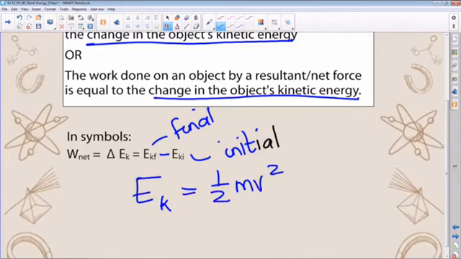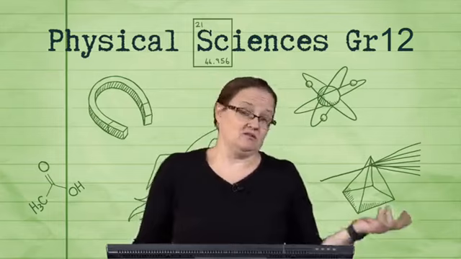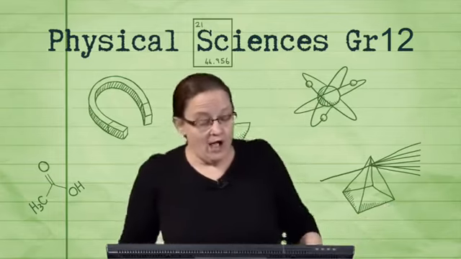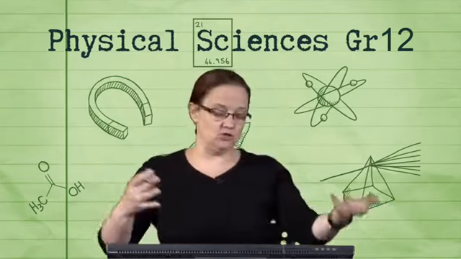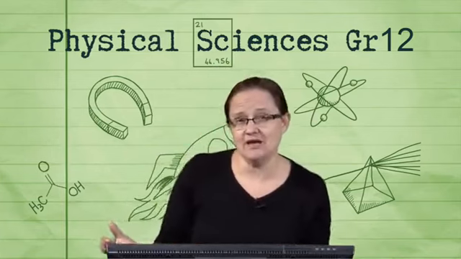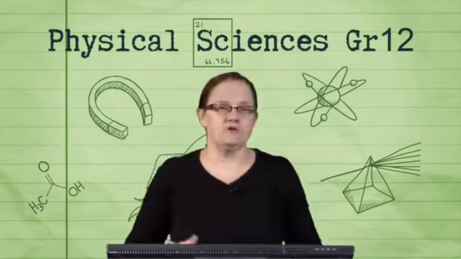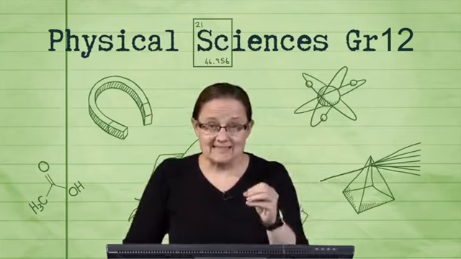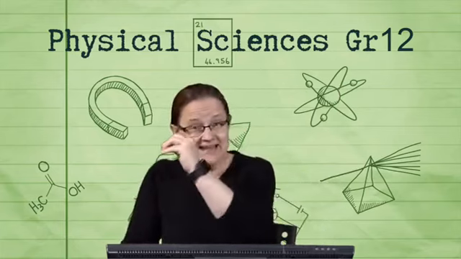So what this equation is telling me is that if I don't know anything about the forces acting on an object, it's okay if I know what happens to the object's velocity, because I can use the velocity to work out the net work. From there, I could work out F net, or I could use this equation to work out a velocity. There's lots of ways of using this equation.